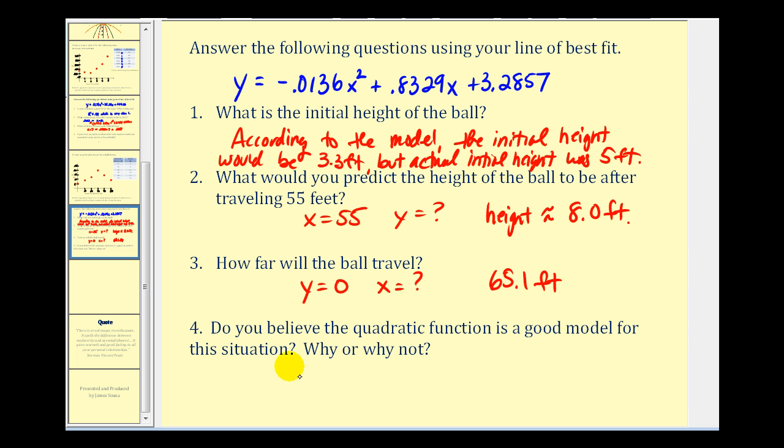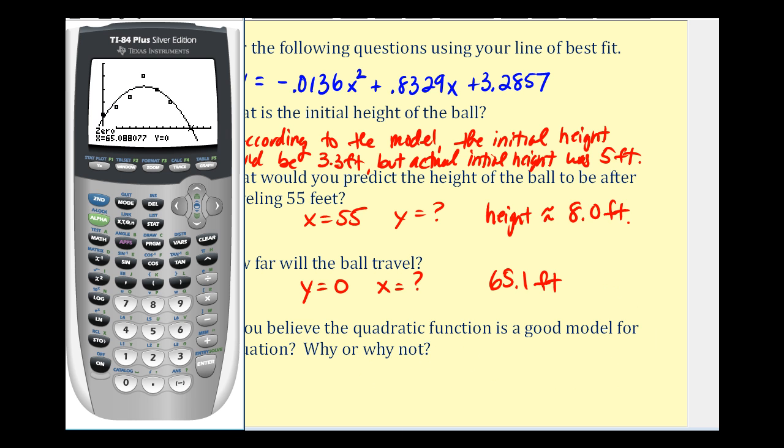And the last question, do you believe the quadratic function is a good model for this situation? Why or why not? So this is kind of open-ended. We can see visually it's not the best model in the world, and we did have an r² value of approximately 0.78, and the closer this value is to 1, the better the model. So I would venture to say that it's a decent model, but we would prefer r² to be a little bit closer to positive 1. So I'm going to go ahead and leave that answer for you.